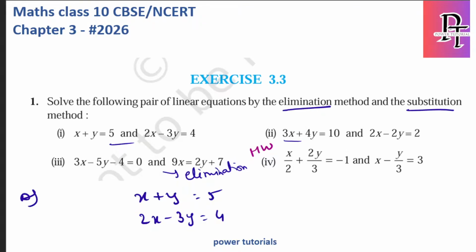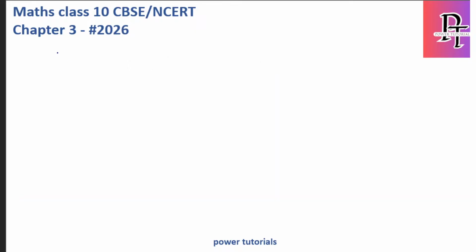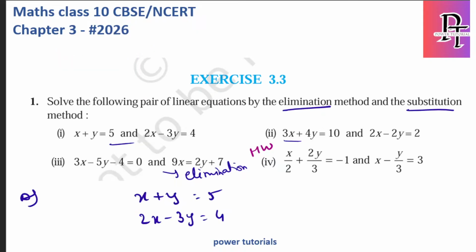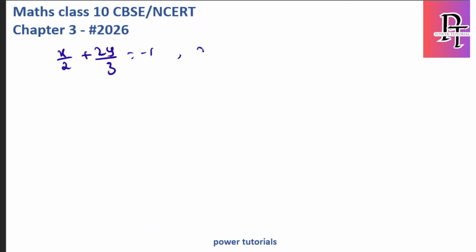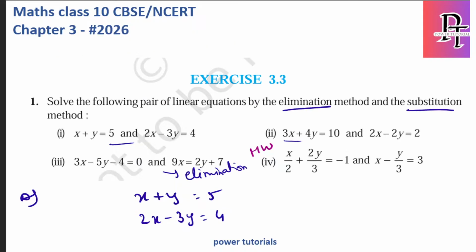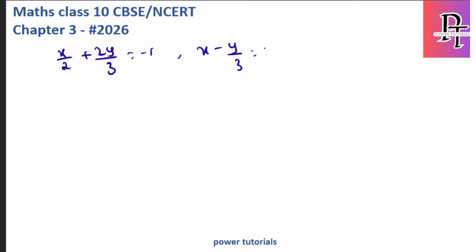Okay. x by 2 plus 2y by 3 is equal to minus 1. What is the second equation? x minus y by 3 is equal to 3. Okay, just make it simpler by taking LCM.